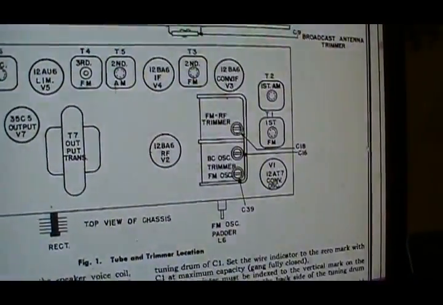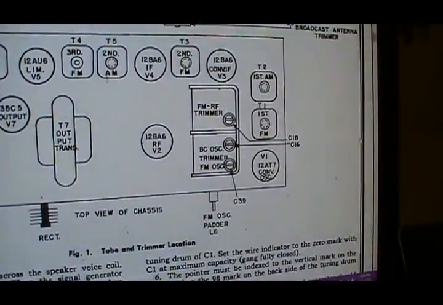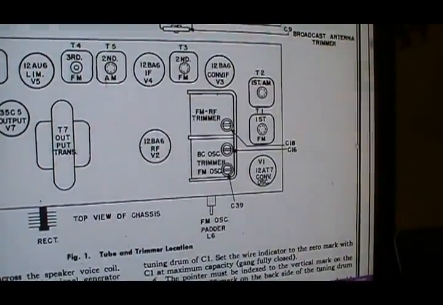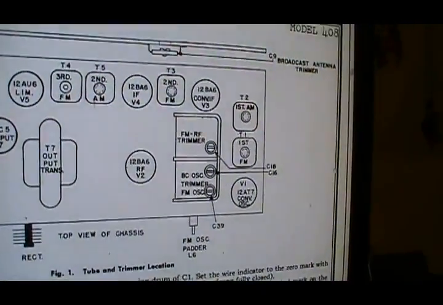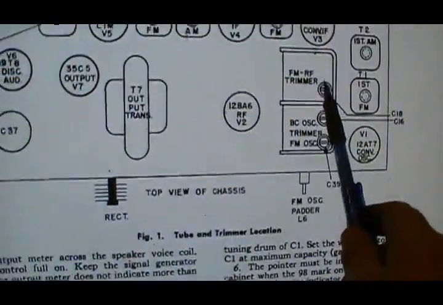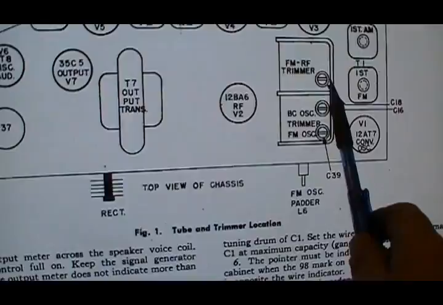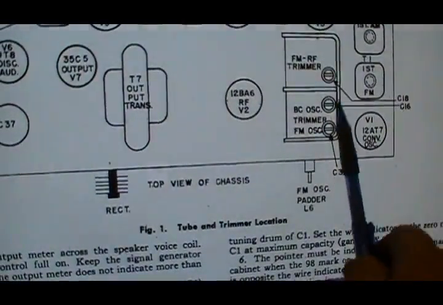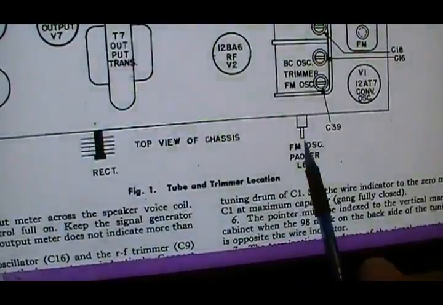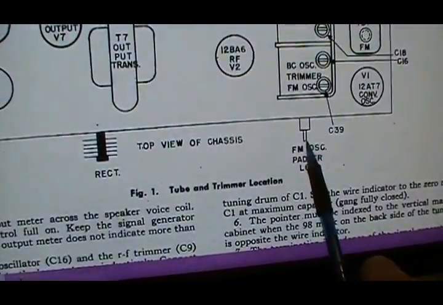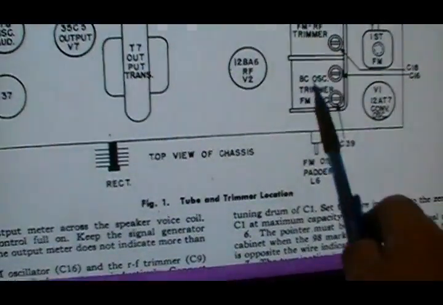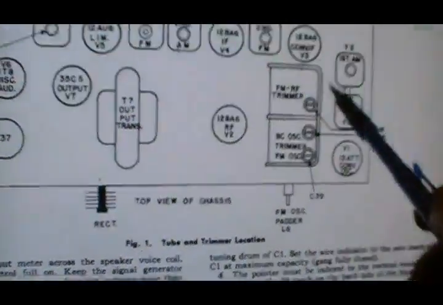Now as far as the rest of it, the FM oscillator and antenna and RF trimmers, they're marked here: the two different capacitors on top of the tuning condenser, as well as the coil that's got a core in it that needs to be adjusted. Now that's not that bad of a deal to do.